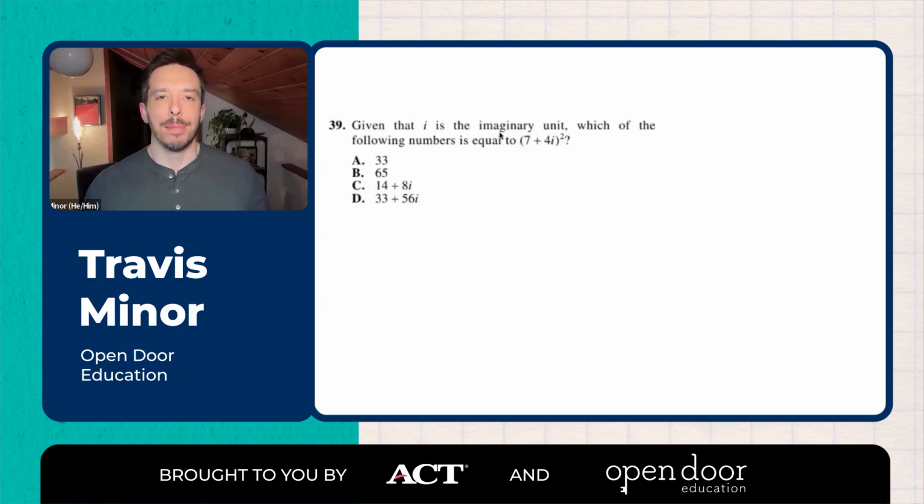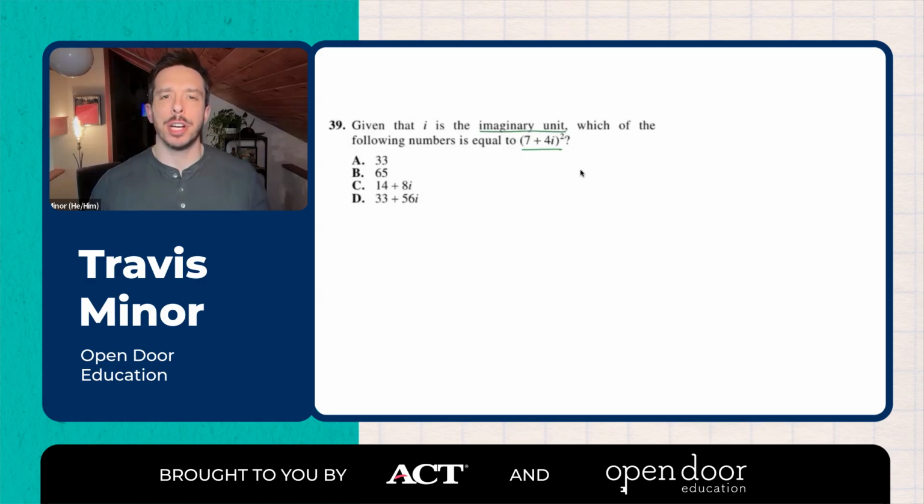Given that i is the imaginary unit, which of the following numbers is equal to (7 + 4i)²? At first, this looks like this question is just about squaring a binomial, and that's part of it. But we also need to pay attention to this part.